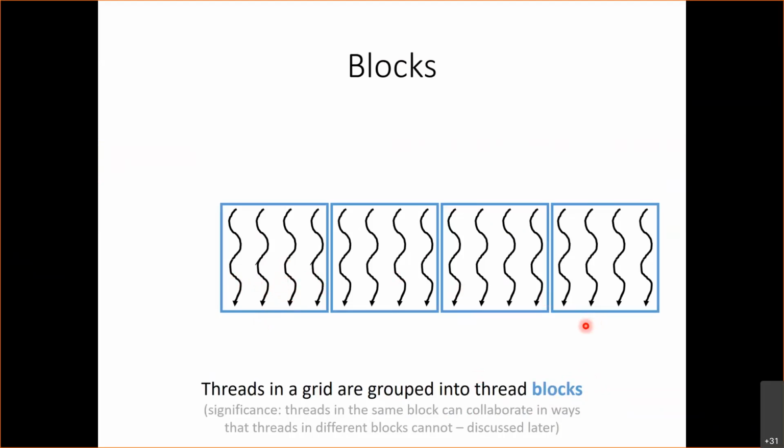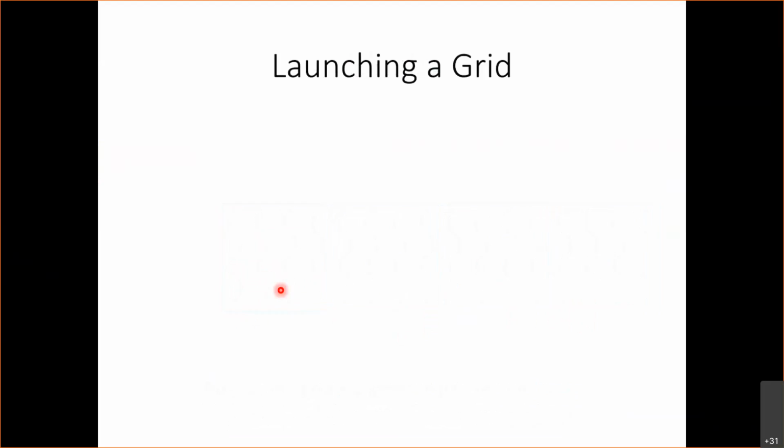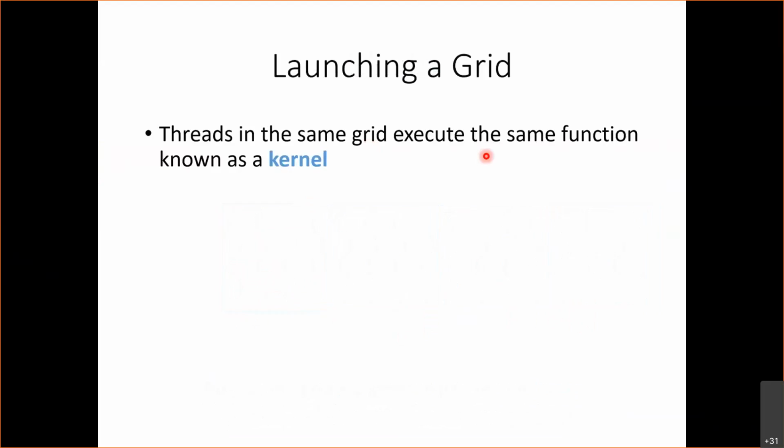Now, what I would like to do is launch a grid of threads. And to launch a grid of threads, I need to specify how many blocks I want in my grid and how many threads I want in each block in my grid. When I launch a grid, the threads in the same grid all execute the same function known as a kernel.